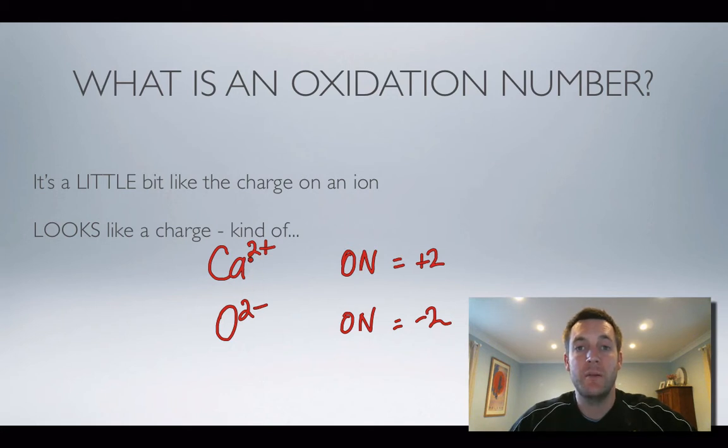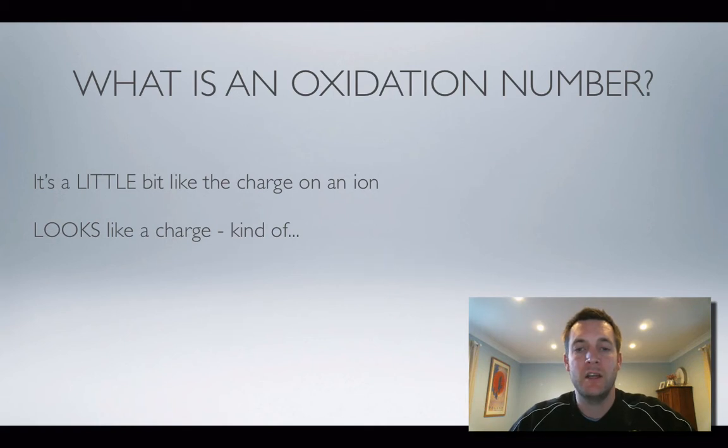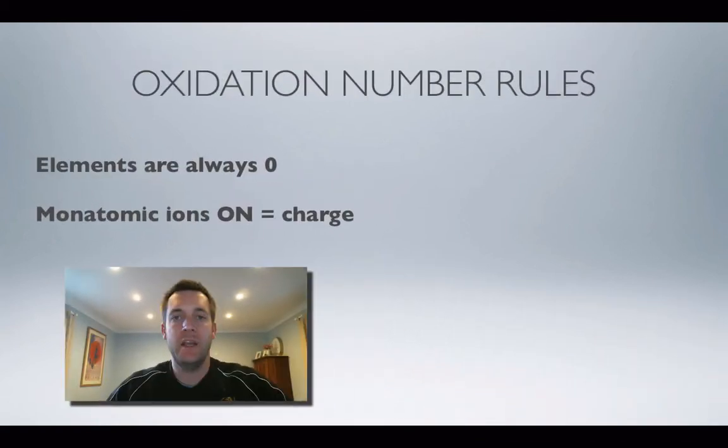Now it's not always that simple, but what I really wanted to point out here was that with a charge you write the number first and then the charge. With an oxidation number you write the plus or the minus first, which isn't always a charge, and then the number. Okay, so in actually assigning these, a little bit of maths is involved, but it's really very simple, addition and subtraction, so it's nothing to be scared of. There's a few rules we need to follow.